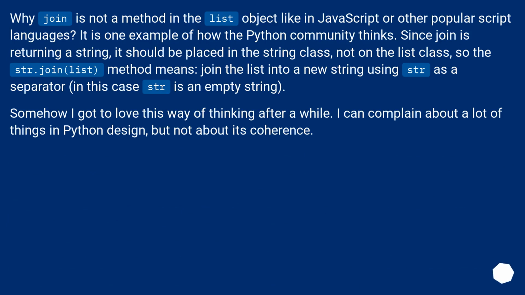Since join is returning a string, it should be placed in the string class, not on the list class. So the str.join(list) method means join the list into a new string using str as a separator. In this case, str is an empty string. Somehow I got to love this way of thinking after a while. I can complain about a lot of things in Python design, but not about its coherence.